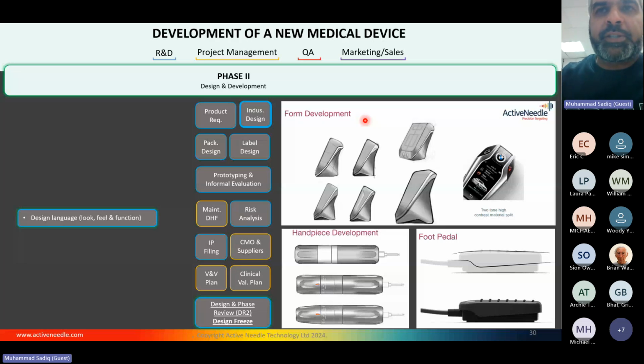I personally don't have experience with industrial design. We engaged a design consultancy for this purpose, and I think they did a fantastic job because it eventually worked out really well. By the way, this particular project we were able to license to an already established tattoo company, and I'm pretty sure that the design language part of it plays a role in that.